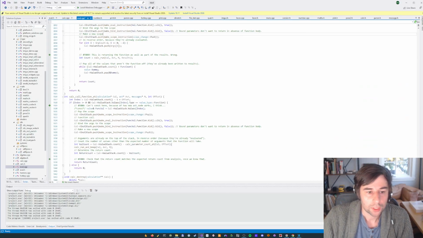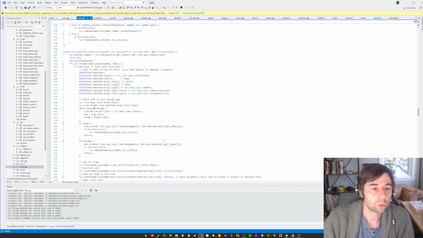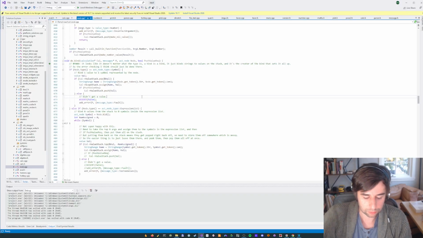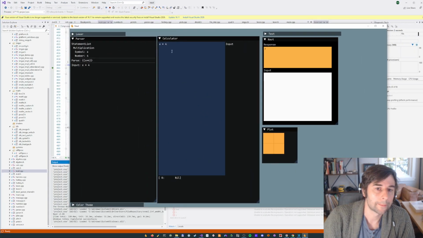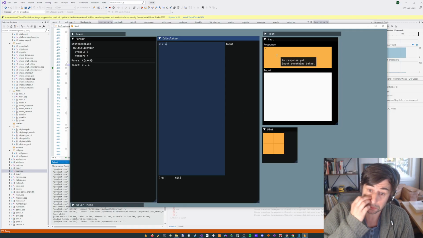If anybody in the chat is around, say hello and let me know what you're interested in. But I need to do some refactoring of the eval system, which is the thing that basically decides, given a specific parse, what we're going to put in this response field.